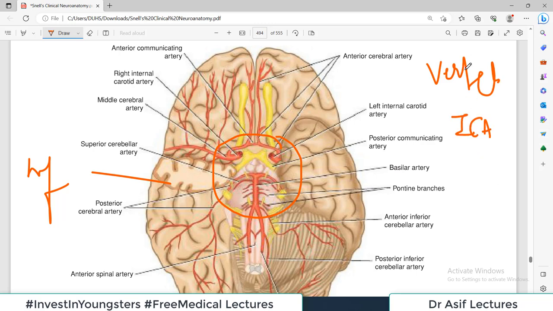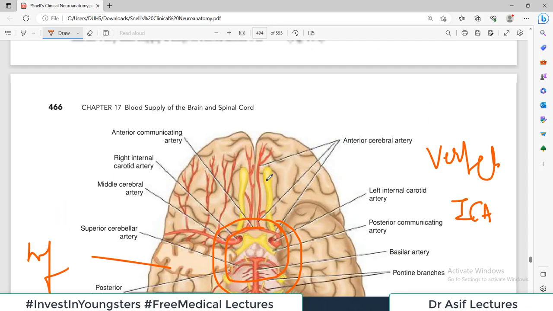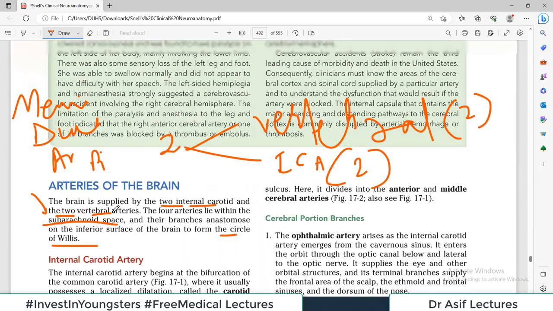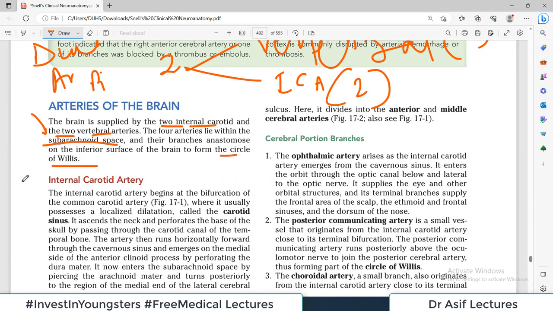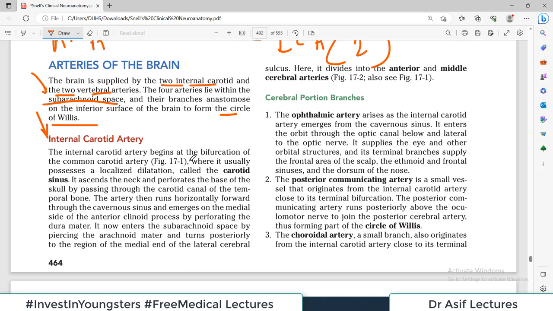So these two arterial systems of the brain heavily anastomose and form a proper ring at the base of the brain, and this is what we call the circle of Willis. We will study about this. Okay, now I told you that there are only two arteries to study. So let's first study the internal carotid artery, and then we will talk about the vertebral artery.